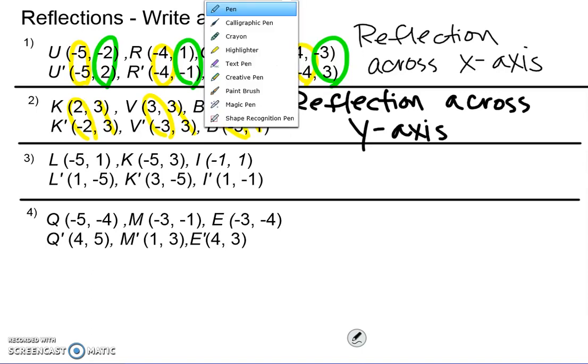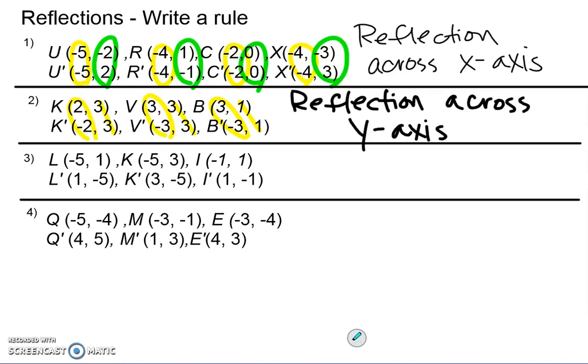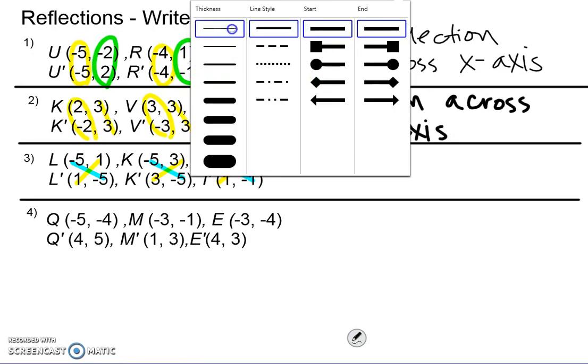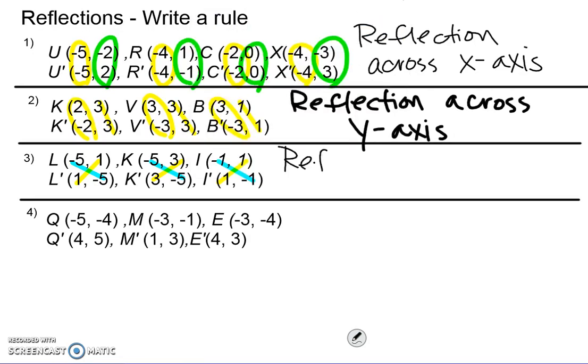In the next example, when we look at the x values, those are totally different numbers. So I know that it's not a reflection across x or y. So I look across. Those are the same, same, same. These are the same. So x and y have flipped. So the rule that when x and y just flip is reflection across y equals x.